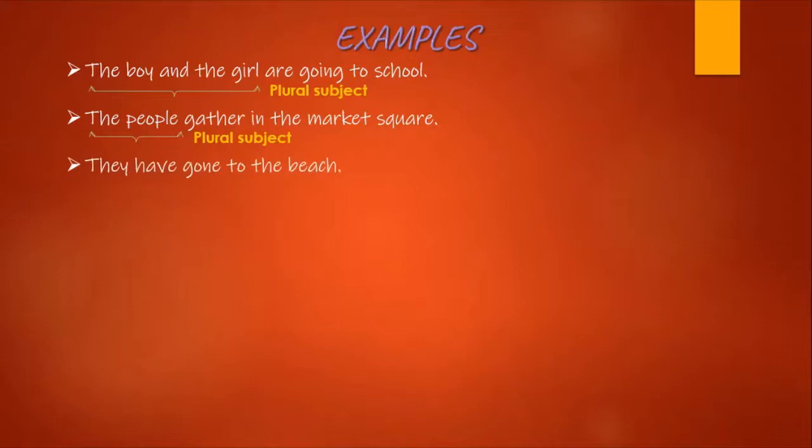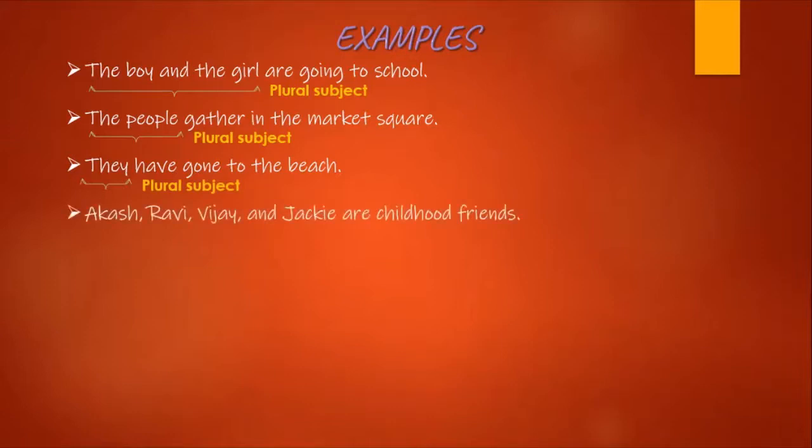Next we have: they have gone to the beach. They again is the subject, a single word, and it is taking a plural verb. Single word, but they represents plural. Many people, they have gone to the beach. Akash, Ravi, Vijay, and Jackie. This entire thing, Akash, Ravi, Vijay, Jackie, these four people, they are our childhood friends. Friends, plural. Names, four people, therefore plural, and therefore plural subject, plural verb are.